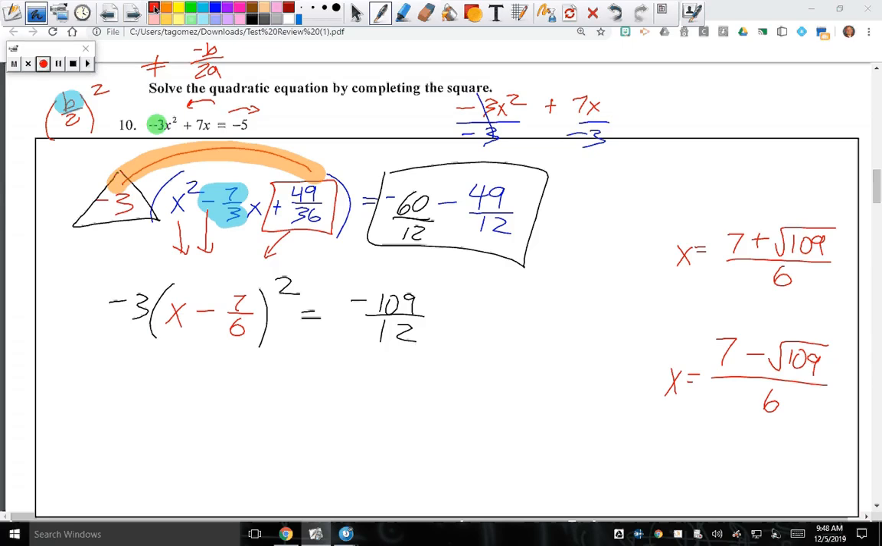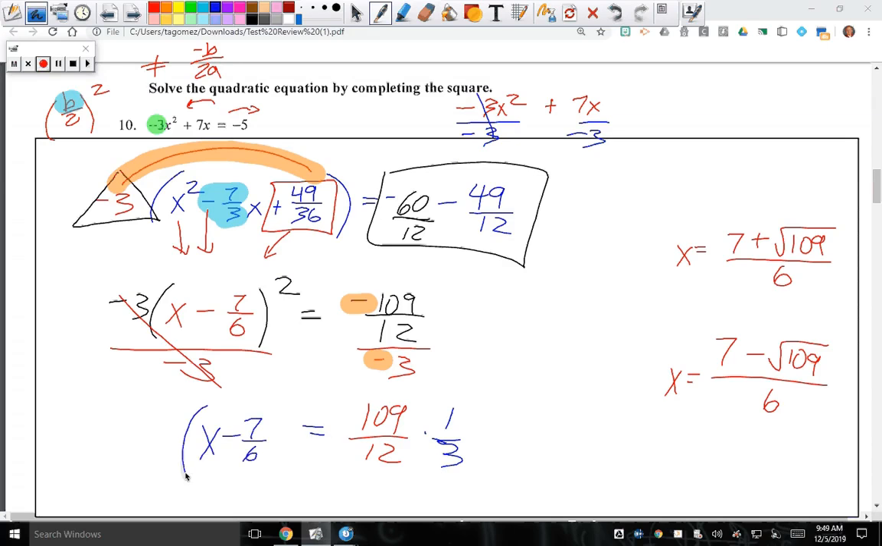I'll then, from here, divide both sides by a negative 3. So again, the negative divided by a negative, that's going to become a positive. And 109 divided by 12, divided by 3, is going to be the same as multiplying by 1/3. So I have this as a running answer. Over here, 109 over 12 times 1/3 will become 109 over 36.